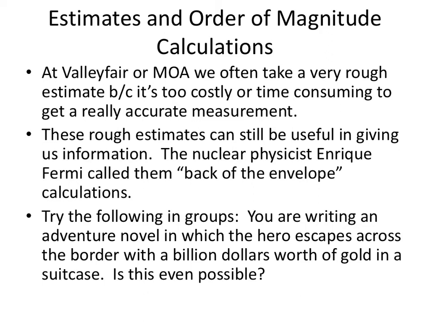The nuclear physicist Enrico Fermi called these things back of the envelope calculations. Just roughly, what is this? What do you think you could get when you multiply these or divide these? So what we're going to do in class, and maybe you could think about it a little bit ahead of time, is let's say you're writing an adventure novel and our hero escapes across the border with $1 billion worth of gold in a suitcase. And depending on the price of gold, the density of gold, is this even possible? And again, you're not going to have to be too accurate about this. You can do a lot of estimating.